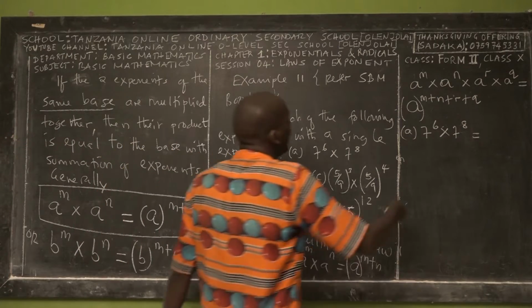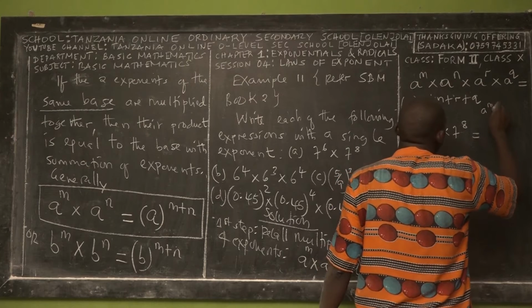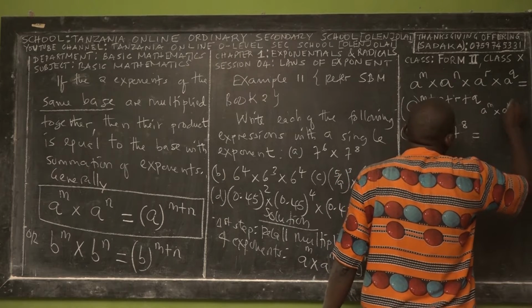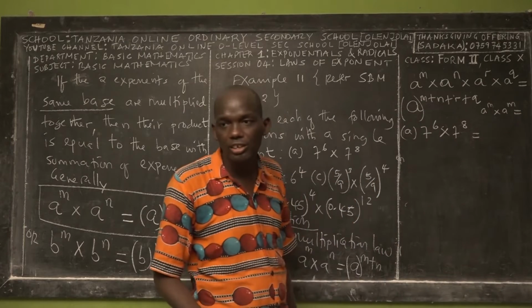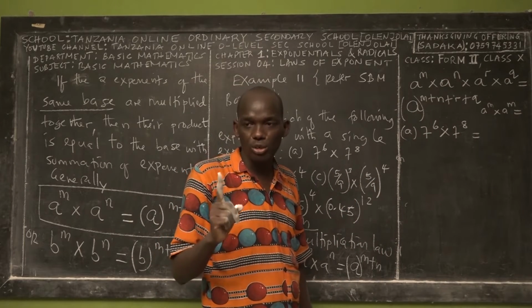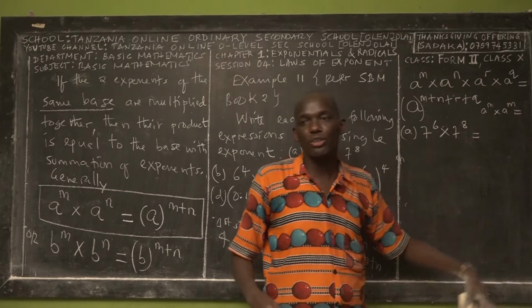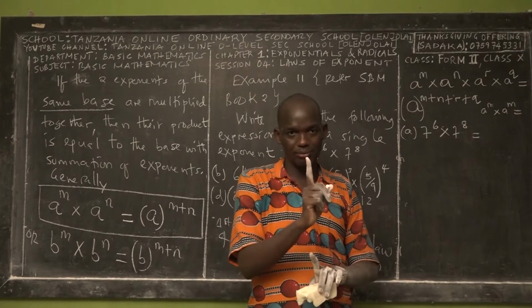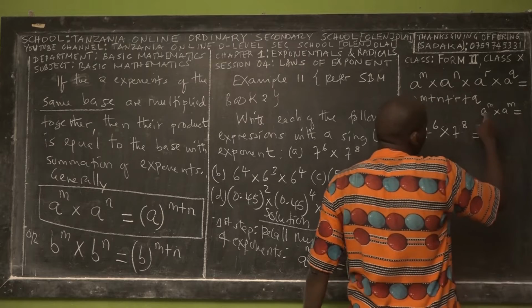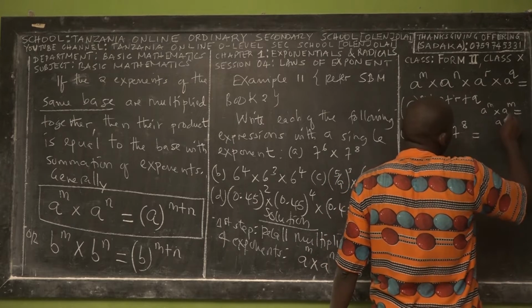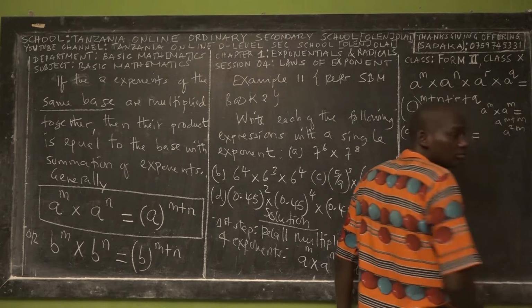Let me repeat. The exponent may either be the same or different. For example, I can have a power m times a power m. It can be the same exponent, right? But the base should also be the same. It can have either the same exponent or different exponents, but the base should be the same. You get my point? Okay. So even this one, a power m times a power m, the answer is a power m plus m. So the answer is a power 2m.